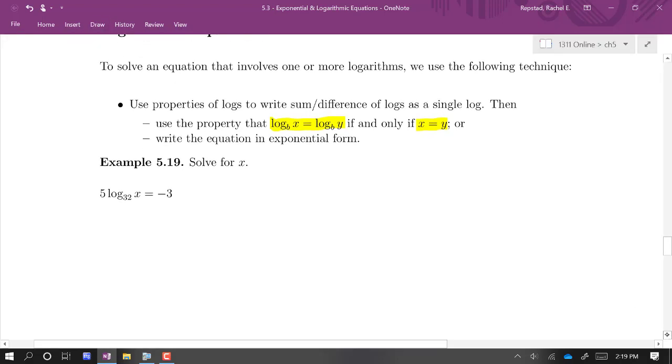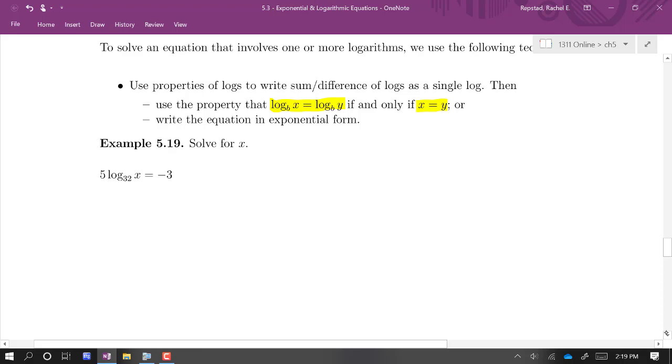We want to solve for x. X is the argument inside this log. 5 times log base 32 of x is equal to negative 3. I've got just a single log involved in this equation. So what I'm going to do first is isolate this log. And I'm going to do that by just dividing both sides by 5. So I have log base 32 of x is equal to negative 3/5.